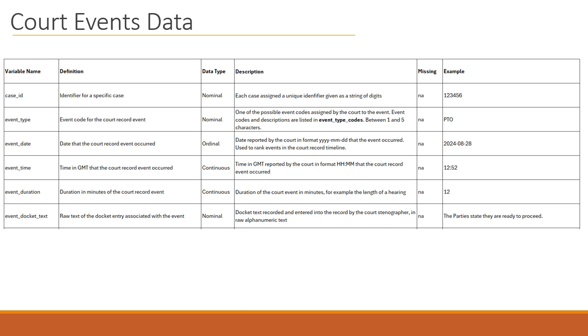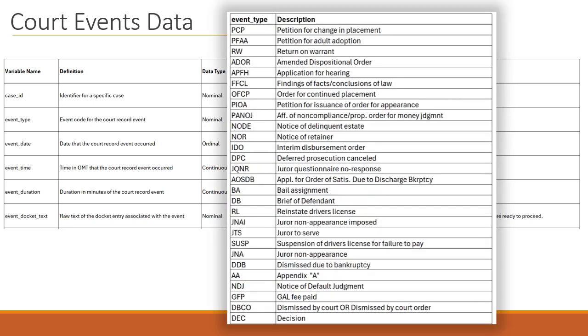Event duration is the length of time that an event took, such as the length of a hearing. This is a continuous data type because time is a measured value. And then event docket text is the docket entry associated with the event. This is textual data that's recorded by the stenographer or clerk and is in a pretty unstructured form, just whatever is typed out at the time to describe what happened at the event or to give additional information for a filing or action. These are some of the possible event types.